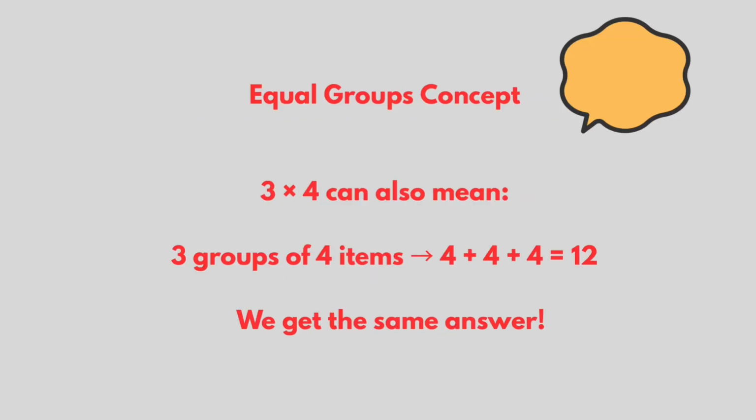Now we have the equal groups concept. 3 multiply 4 can also mean 3 groups of 4 items. Means we have 3 groups of 4 items. 4 plus 4 plus 4 gives us 12.